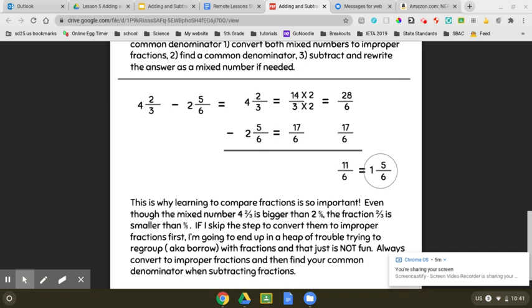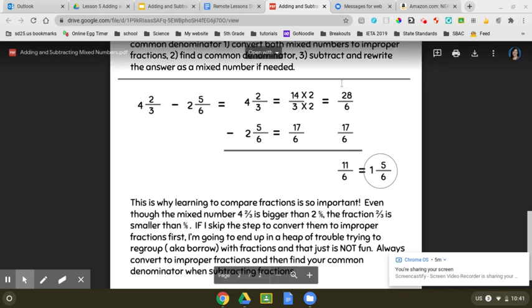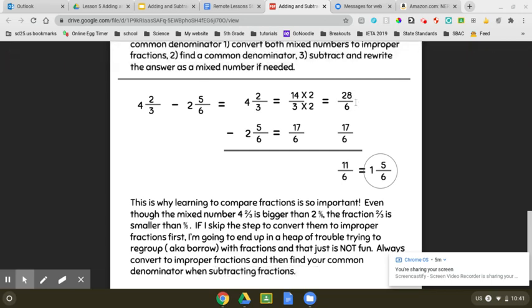If you are subtracting mixed numbers, just make it a rule always to change it into an improper fraction, and then you don't have to worry about regrouping with that whole number.